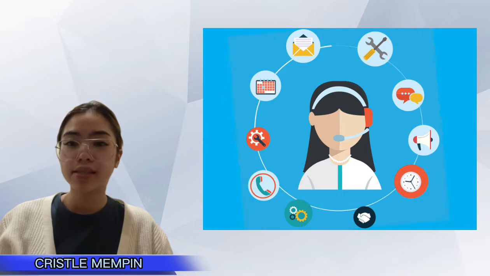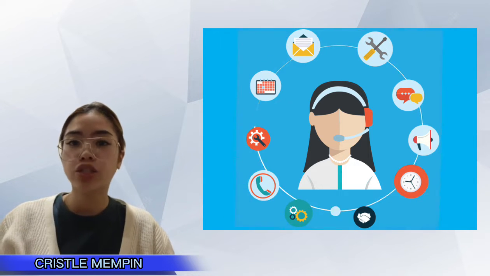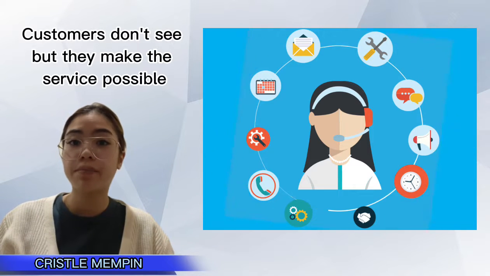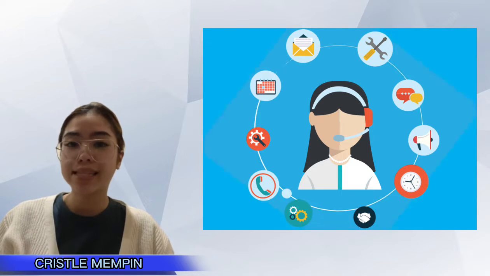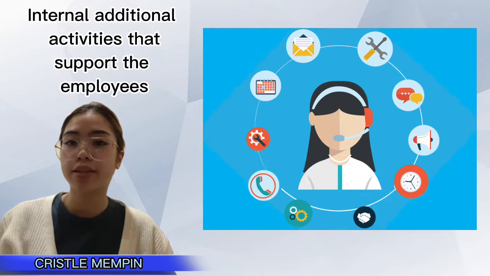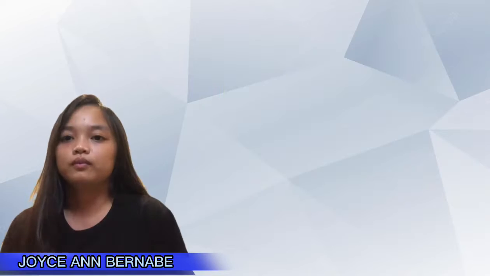Number 4 is the backstage or invisible contact employee actions. All other employee actions, preparations, or responsibilities customers don't see but that make the service possible. Lastly is the support process, internal additional activities that support the employees providing the service.